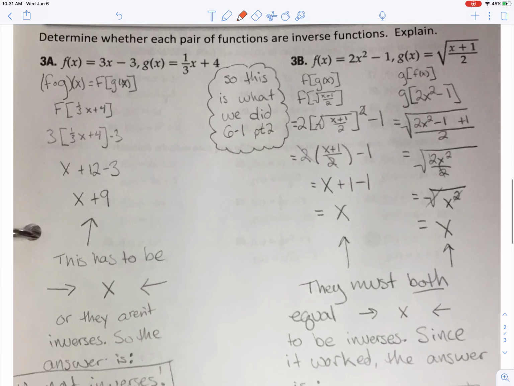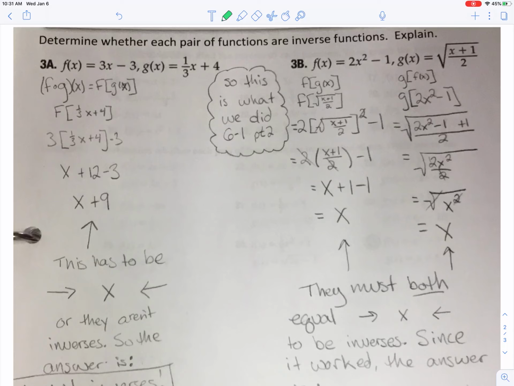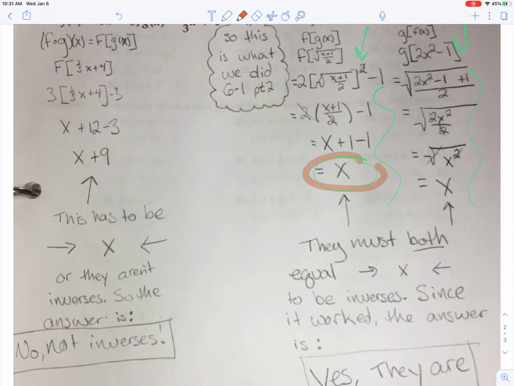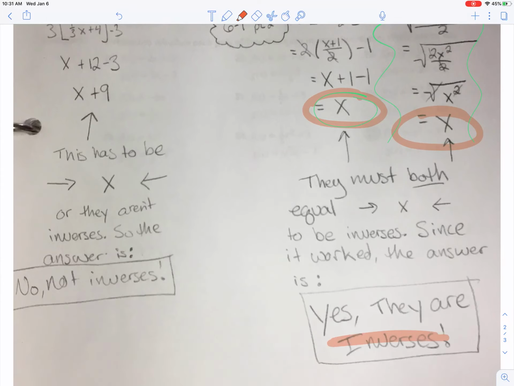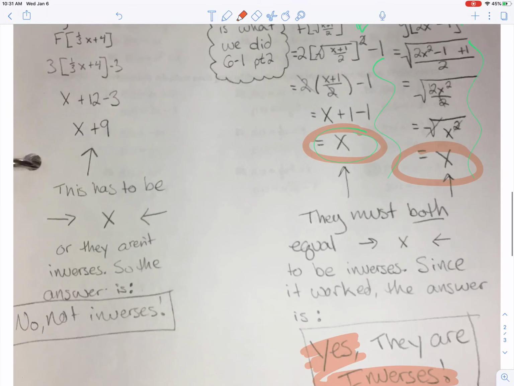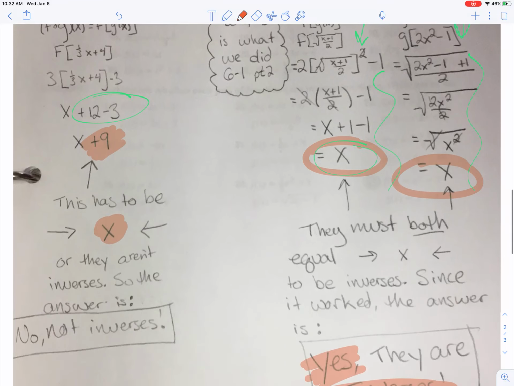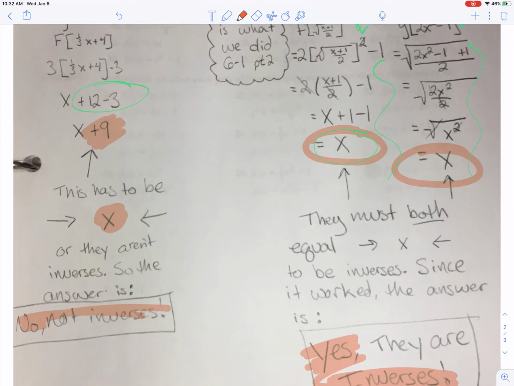So look at 3b. I've already done all the work here. When I plugged one inside the other and did all the work, they both just equaled x. Since they both equaled x, they are inverses, yes. But let's check out 3a. When I did that one, I started just by doing f of g of x, and when I simplified, I ended up with this x plus 9. That's not a good thing. I can't have that plus 9. It has to be just x. So this means that they are not inverses, and that's my answer there.